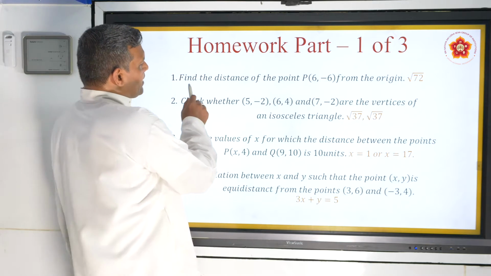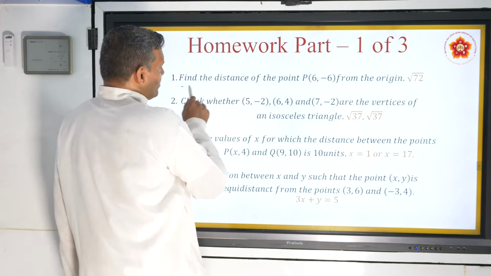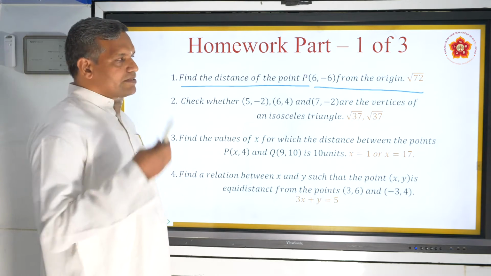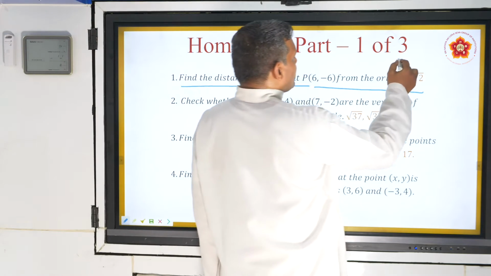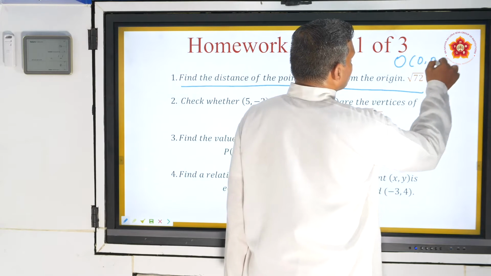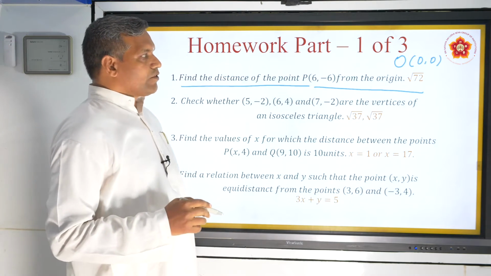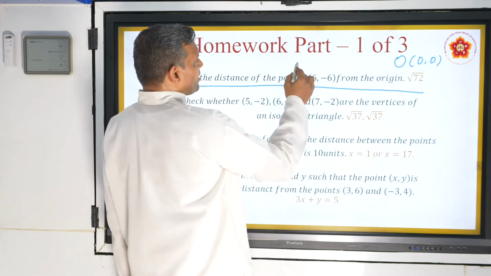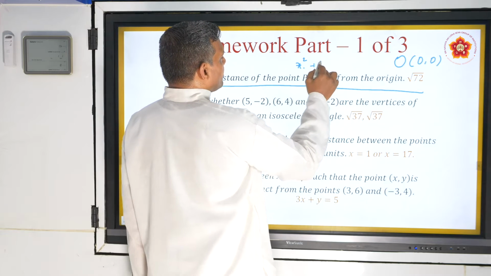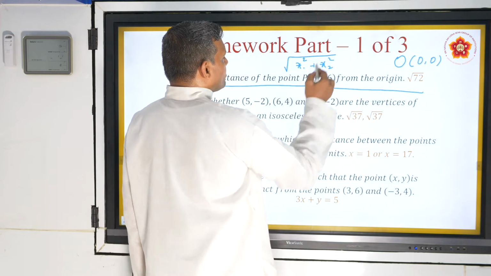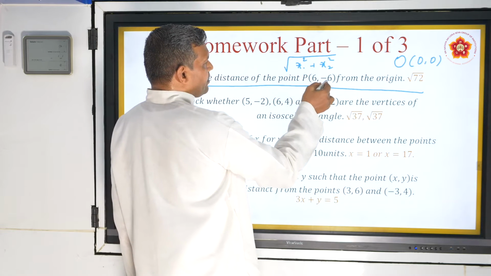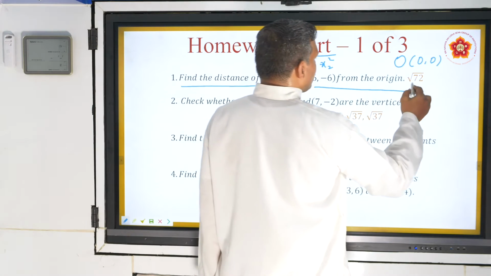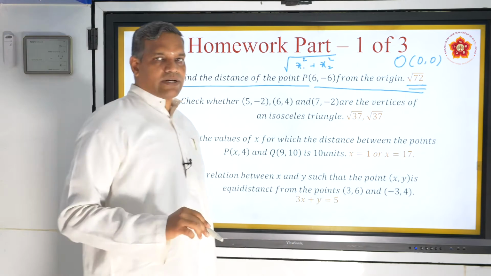Homework part. First one is: find the distance of the point P (-6, -6) from the origin. You know what the origin's coordinates are? Say point P is this, origin is O. What are the coordinates of the origin? 0, 0. So substitute your x2 minus x1, y2 minus y1 concept: 6 minus 0 and -6 minus 0. You know the formula, the square of the differences added, under square root. So 6 sixes are 36, plus -6 into -6, which is plus 36. So 36 plus 36 is equal to 72. Root 72 is the answer. Hopefully all of you got the simple answer.